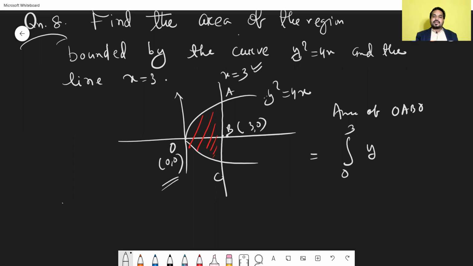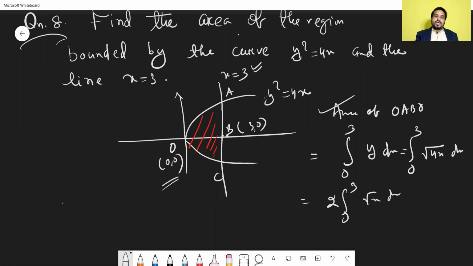So y dx, 0 to 3, y means what? Root over 4x dx. Now student, integration from 0 to 3, root 4 is 2 and root x is here. Area of OABO. Why area of OABO, not the whole total? Because when we are finding the area of any curve, we are finding up to the x-axis, not below the x-axis. If we want to find out the whole area, then we have to multiply by 2, because we have to find both the upper ordinate system and the lower ordinate system.